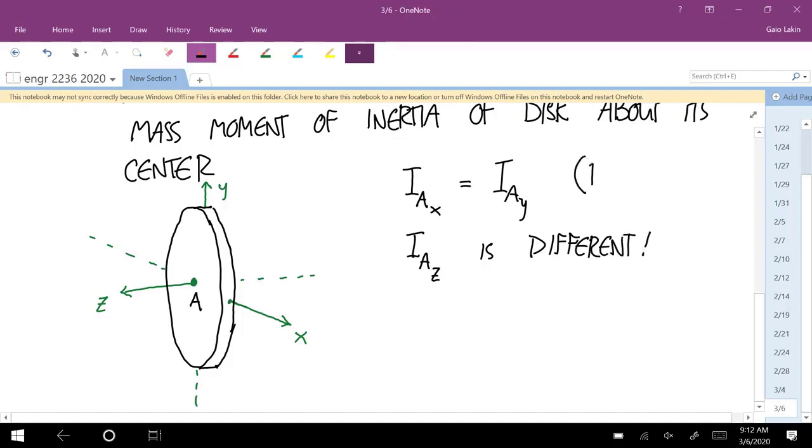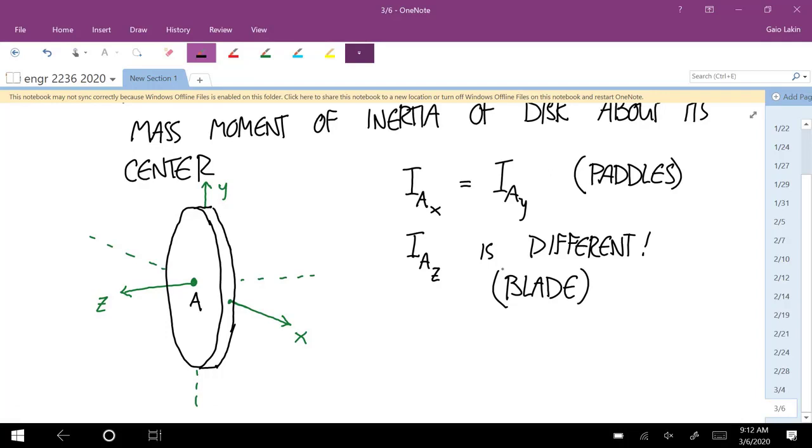These are the ones that are like paddles. This is the one that's, I mean, it's like a wheel. I'm going to call it a blade because we're going to have to use this idea for other shapes too, rectangles or whatever. You have to think about whether it's trying to slice you or slap you as it rotates. You know what I mean?